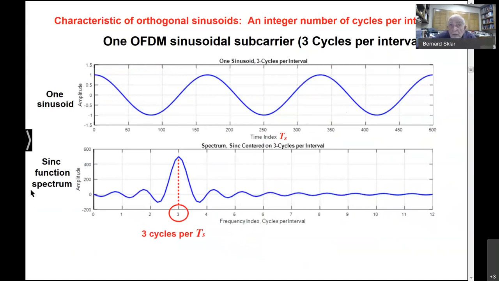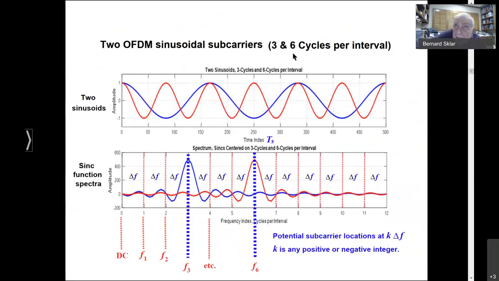And shown in the frequency domain, this is a gated sinusoid, so it has an on and an off, and therefore it has this rectangular envelope, and therefore you see it as a sync function with various zeros equally spaced, and there are three cycles per 500 units, or three cycles per T sub s. Let's just add another tone. The blue one was the three cycles per 500 units of T sub s. Let's add six cycles. So again, I have two sync functions in the frequency domain, located at the point we can call three cycles per interval, and six cycles per interval.